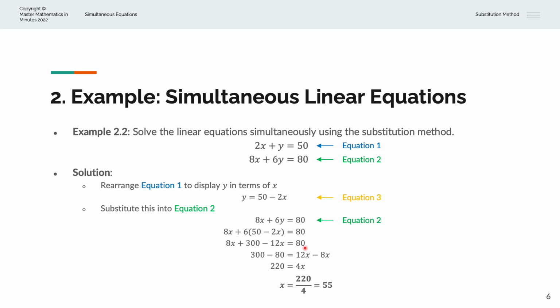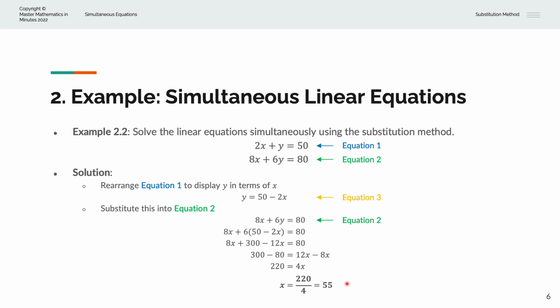So we'll group the numbers on the left. 300, 80 bringing across becomes minus 80. And we have 12x minus 8x. So 300 minus 80 is 220. And 12x minus 8x is 4x. And rearranging that, we have x equals 220 divided by 4. And that gives us roughly 55. So we've solved for the first variable, x, which is 55.